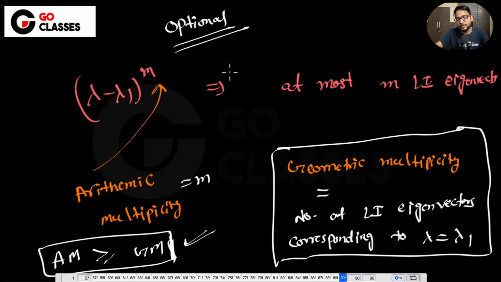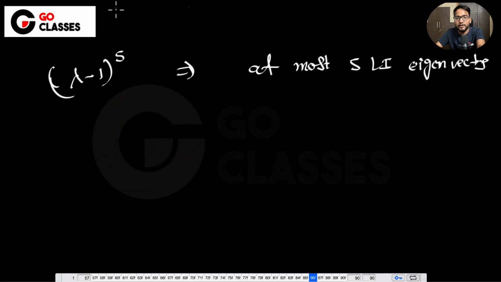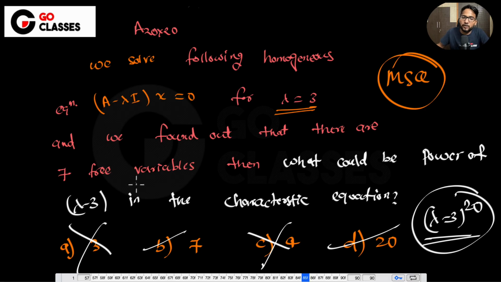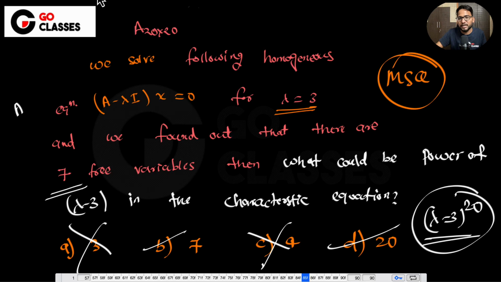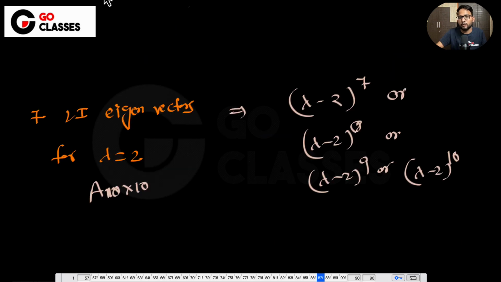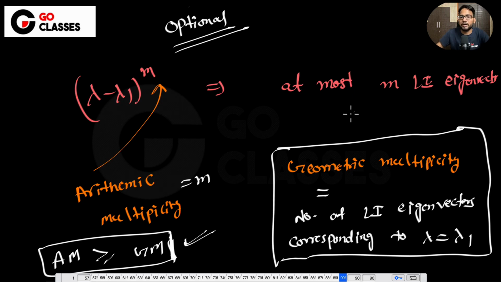The power is called arithmetic multiplicity. The number of linearly independent eigenvectors is called geometric multiplicity. So for example, here, instead of saying 7 free variables and all, they can directly say that corresponding to lambda equal to 3, geometric multiplicity is 7. Then if they ask what about the arithmetic multiplicity, power means arithmetic multiplicity. So this is a question where they have given the geometric multiplicity to be 7, and they are asking what could be the power, which means arithmetic multiplicity, which is always greater than or equal to 7, which means it is either 7 or 20. Anyway, these terms are not much important, so let's not worry about it. Okay, cool. I hope that is fine.